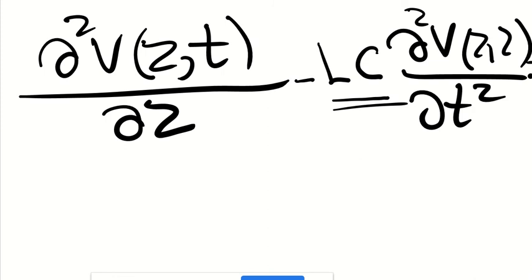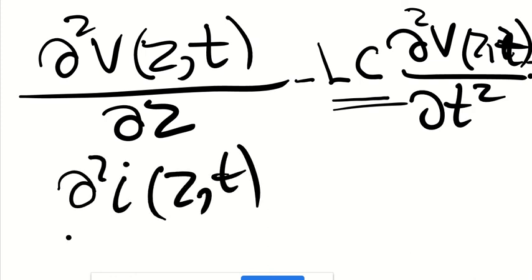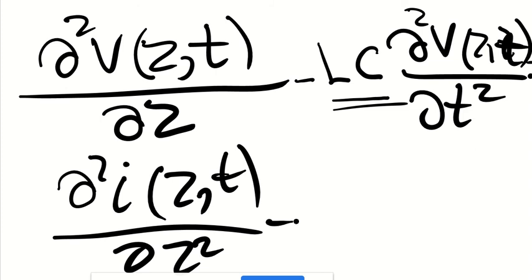As I said, I don't go through the maths, but this is what they get when they model a transmission line. So the second derivative of voltage minus LC is equal to 0. And the same thing for current, because whenever you have voltage, you have current, right? So same thing for current. Then you have LC.